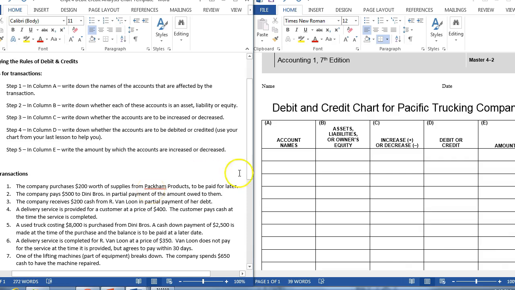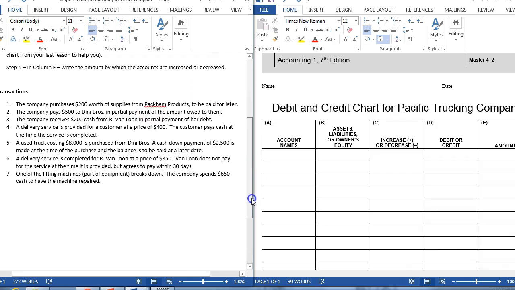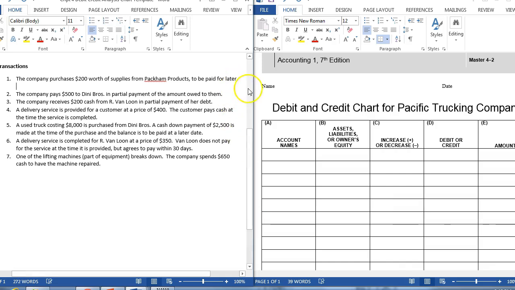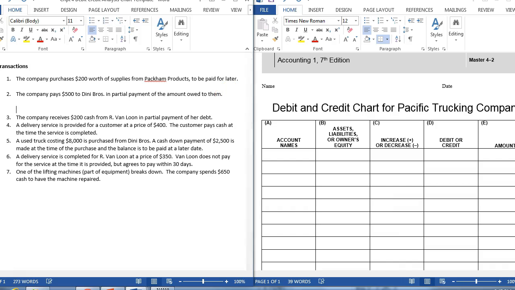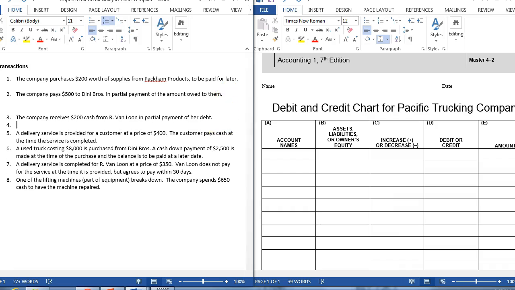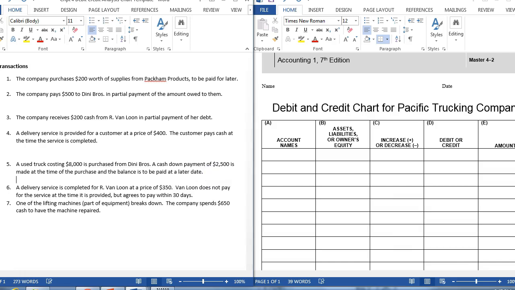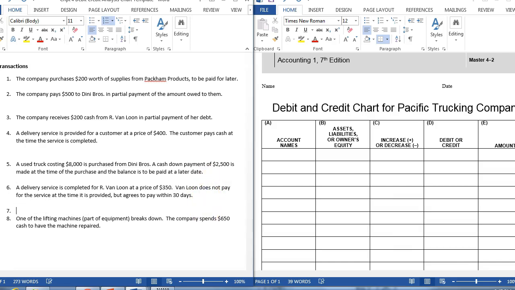So let's go through these transactions. I'm going to bring these up, and we're going to go through each one. So the first transaction: the company purchases $200 worth of supplies from BAF3M products to be paid at a later date. So we first have to decide what accounts are changing.